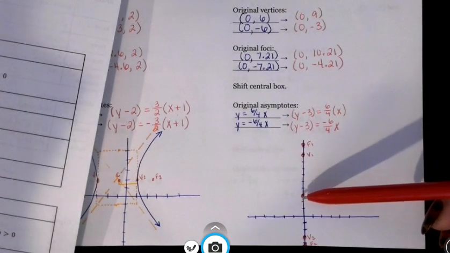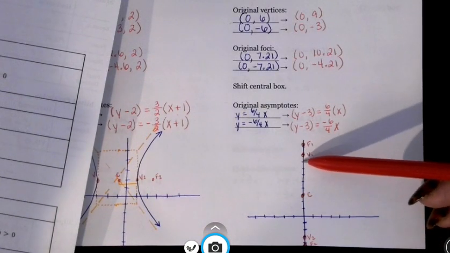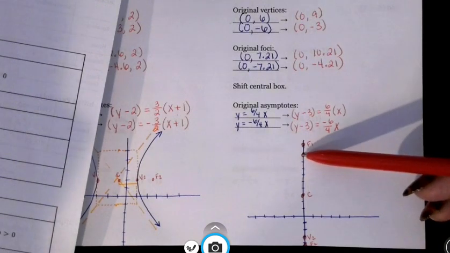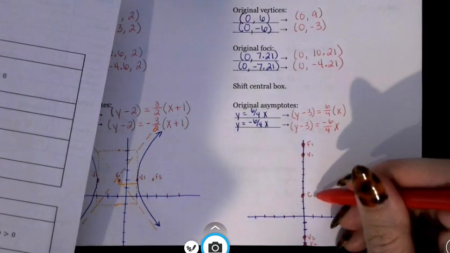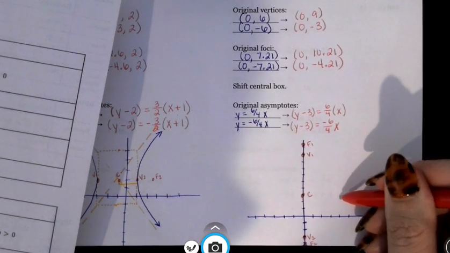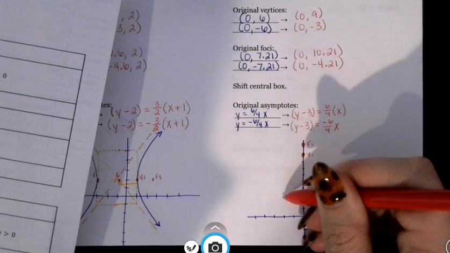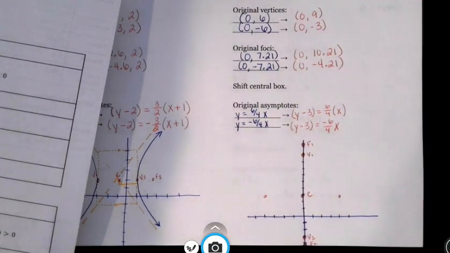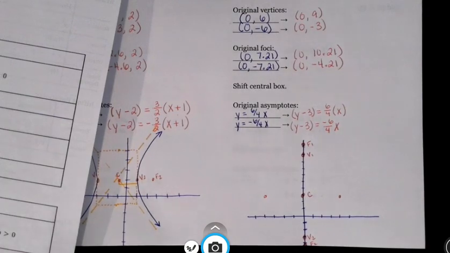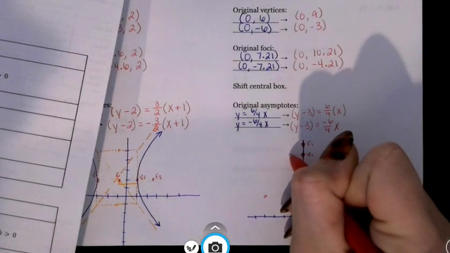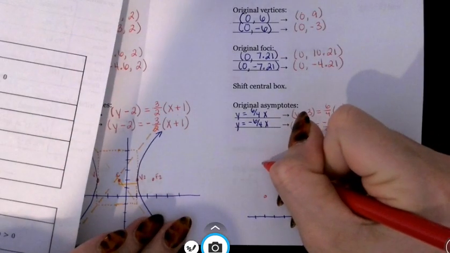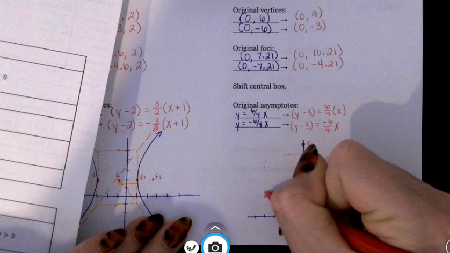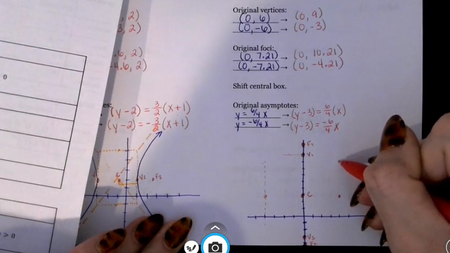So now I know from my center to my first vertice, this distance is 1, 2, 3, 4, 5, 6. That matches my A value, which means I want to go opposite, so I want to go horizontal. My B value, which is 4. So I'm going to go out 4 to the right. I'm going to go out 4 to the left and put little dots. And that's how I'm going to make my box. So I want a line that goes through my vertices, and then it's going to come down through these dots here, which will create the sides.